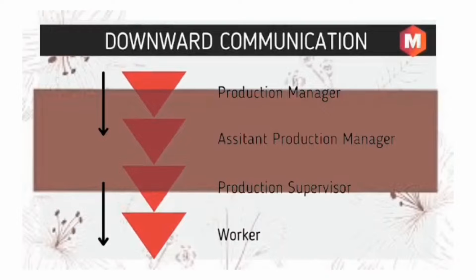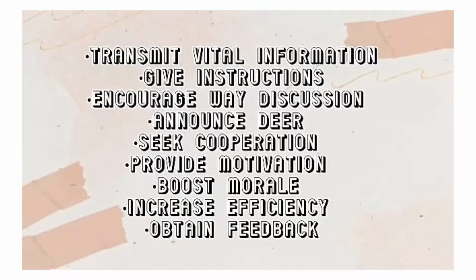This is the example of downward communication in a bank. Production manager, assistant production manager, production supervisor, and the worker. This type of downward communication is needed in an organization to transmit vital information, give instruction, encourage discussion, announce policies, seek cooperation, provide motivation, boost morale, increase efficiency, and obtain feedback.